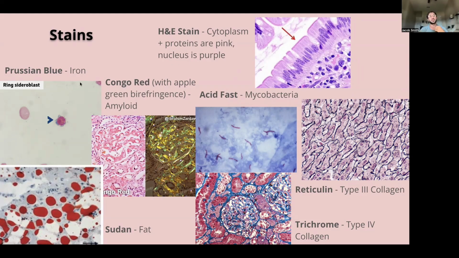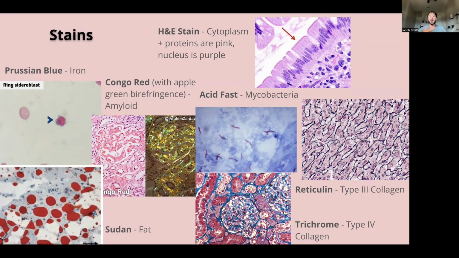Then starting from left to right, we have Prussian blue. Prussian blue stains iron blue pretty notably. As you can see in the picture, this red blood cell is covered with iron. This is a sideroblastic anemia where the iron can't be incorporated into hemoglobin. And so it's just going to surround the cell, indicating the pathology, right, which is sideroblastic anemia. You can see it as well in hereditary hemochromatosis if we were to give you a liver cut section that was stained with Prussian blue, because then you'll see the iron deposition in the liver.